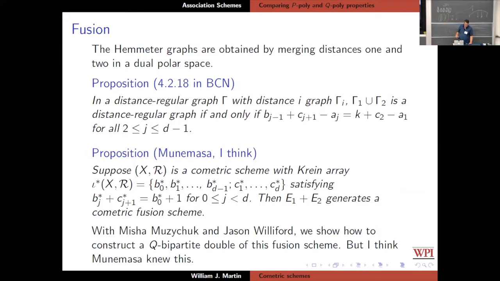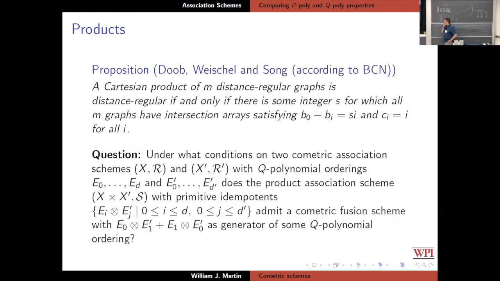So this is sort of the dual of this Hemmeter thing, and we don't know that many examples. It really would be nice to have some more examples of this. In a graph and Seucher graph, I think you can do this. Products. When is the product of two distance regular graphs a distance regular graph?